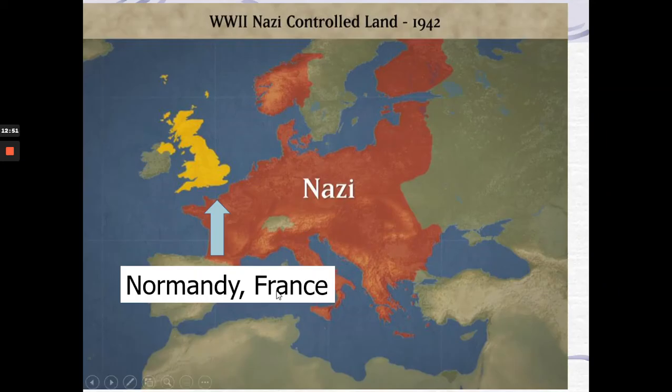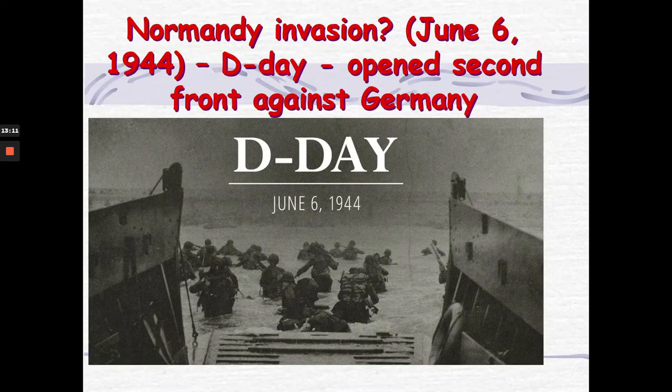Okay. Now, one thing that it did was the invasion of Normandy, France, forced the Germans to fight on two fronts. A front in the east against the Soviets, and a front in the west against the Americans and the British and the Canadians. Two fronts. So this is what I have the students write down. Opened a second front against Germany. It's also called D-Day, June 6, 1944.